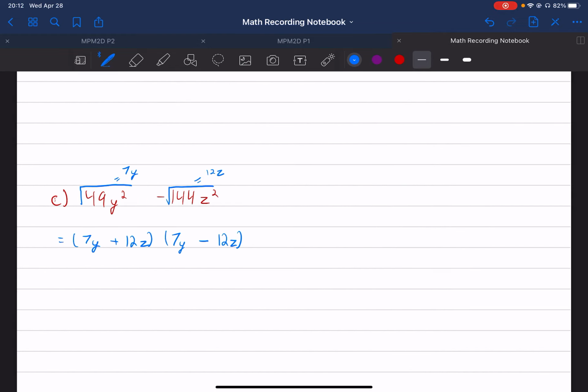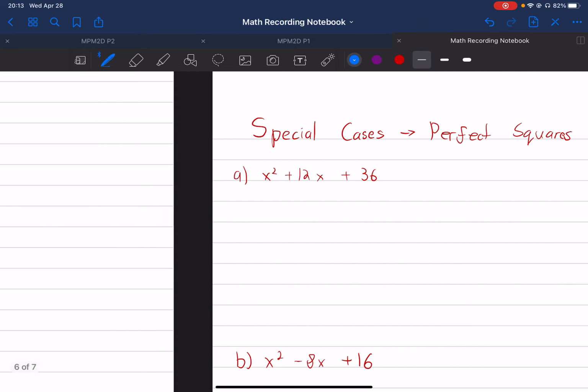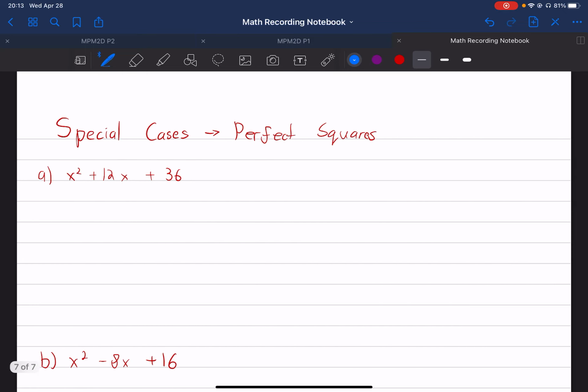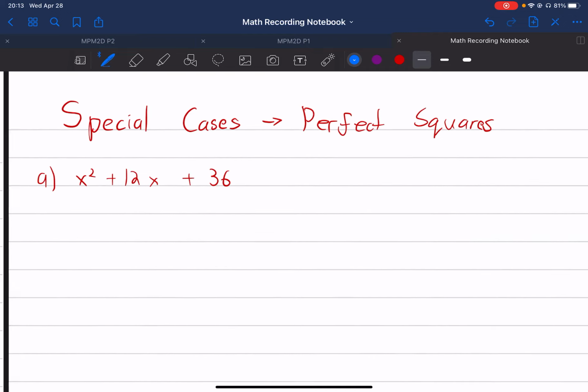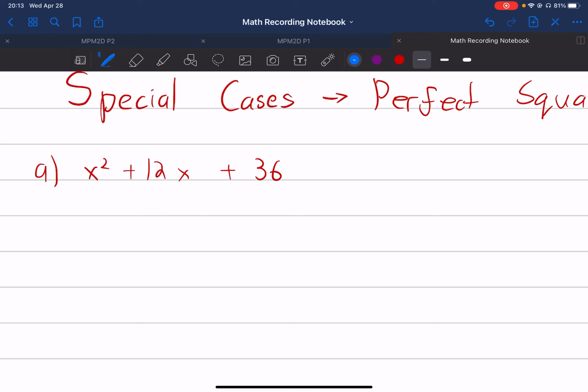Okay, so now we have difference of squares. Now we are going to be looking at perfect squares. So perfect square trinomials. So with this one, we are looking at x squared plus 12x plus 36.